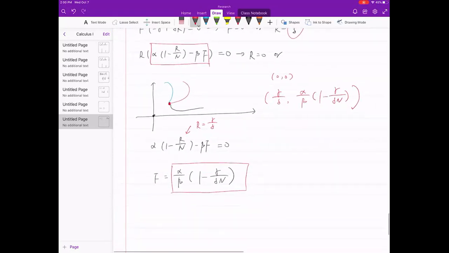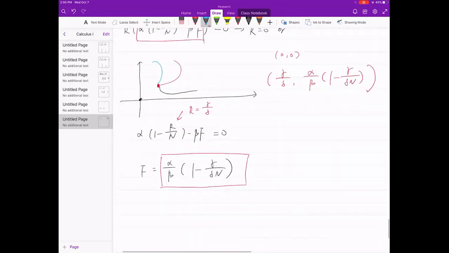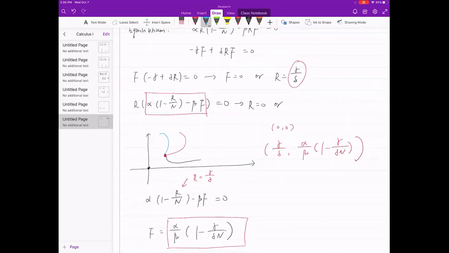Does it make sense? Well, the rabbits still stay the same way. The faster the fox dies, the bigger the final population of the rabbits. Okay, so it makes sense. This part is the same as before. So of course, the bigger the alpha, the faster the rabbit grows, the bigger the final population of the fox. Good.